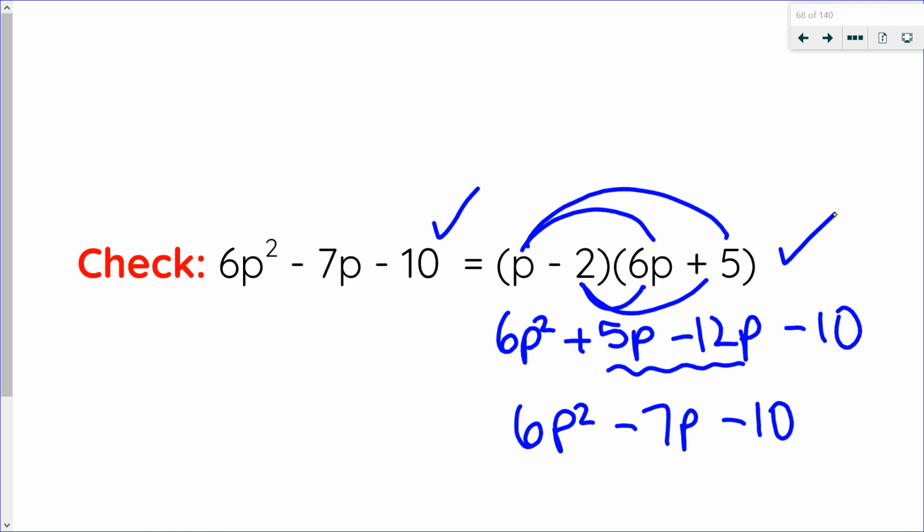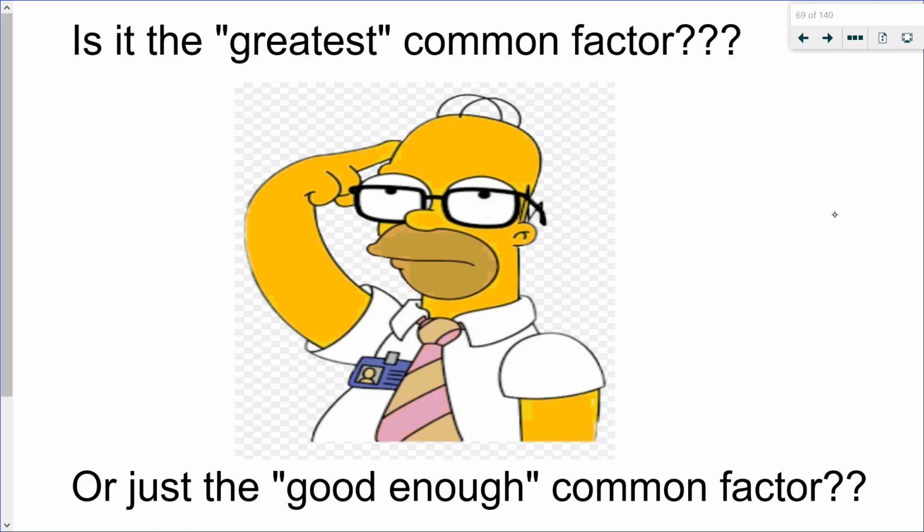So that's a little introduction to bottoms up factoring, but remember, before you do bottoms up, always check for your greatest common factor. As Homer would say, is it the greatest common factor, or is it the good enough common factor? Well, it is in fact the greatest common factor, and please don't forget to check for that first.